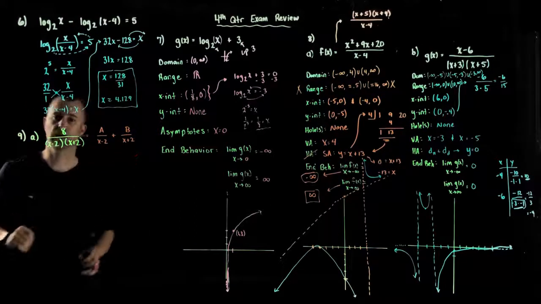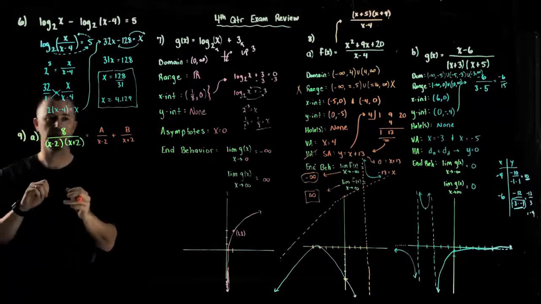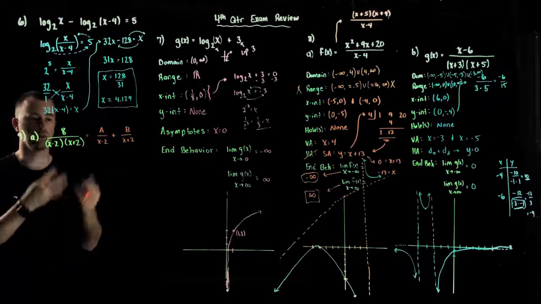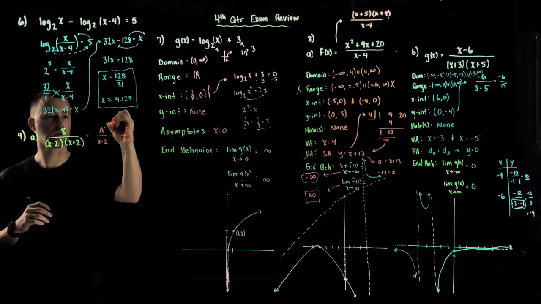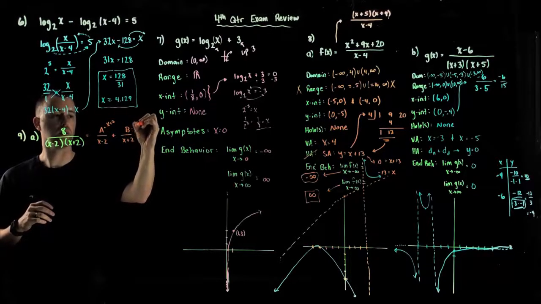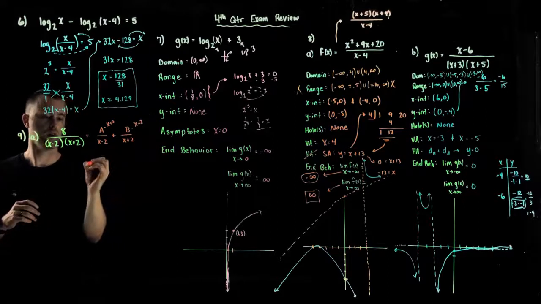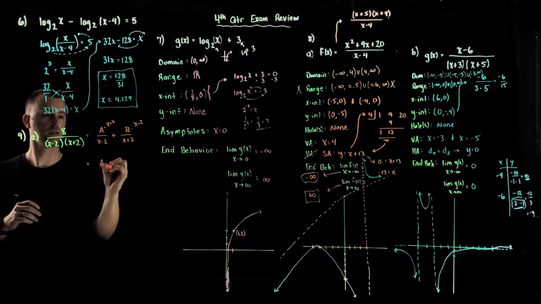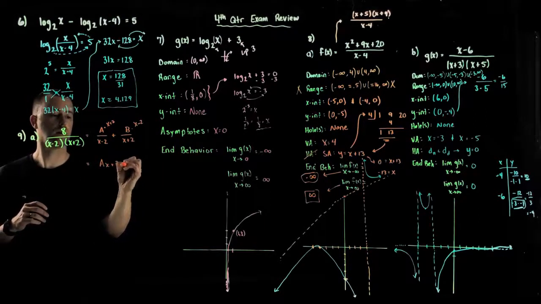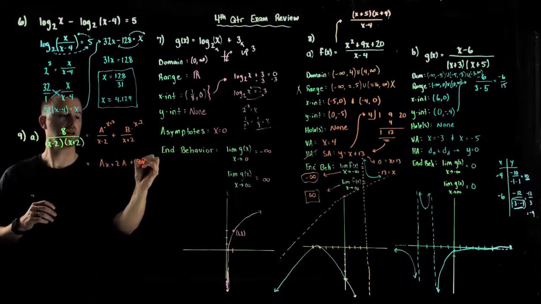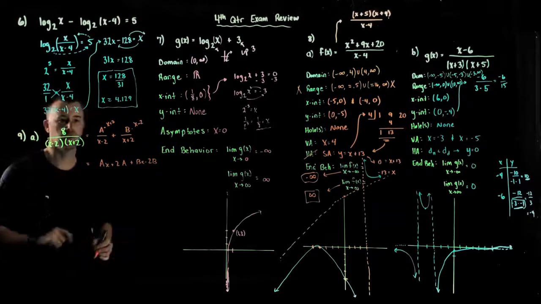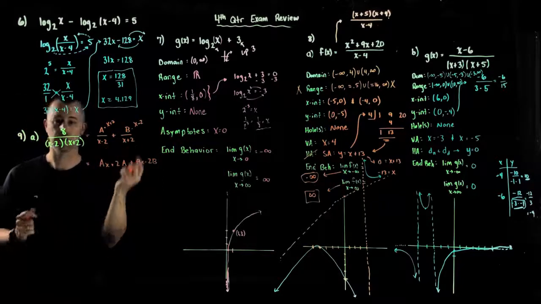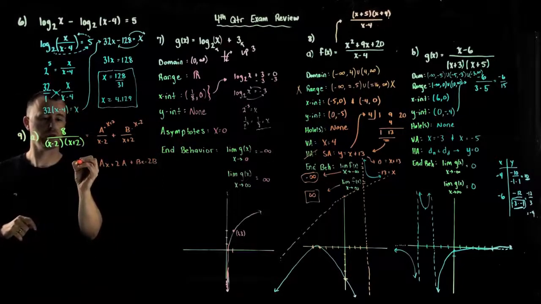So again, we're using case number 1. We have a non-repeating linear factor. So what I want to do is try to get a common denominator in terms of a and b. So this would be x plus 2, multiplied by x minus 2. So I'm going to end up with ax plus 2a plus bx minus 2b. So that is going to be my numerator. Obviously, I'd have that denominator. So this all equals 8.